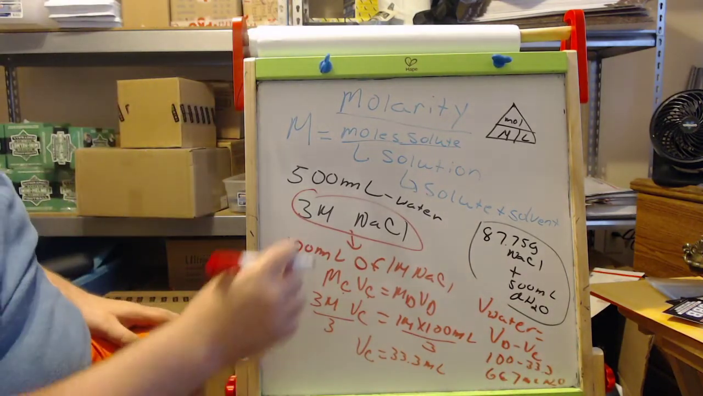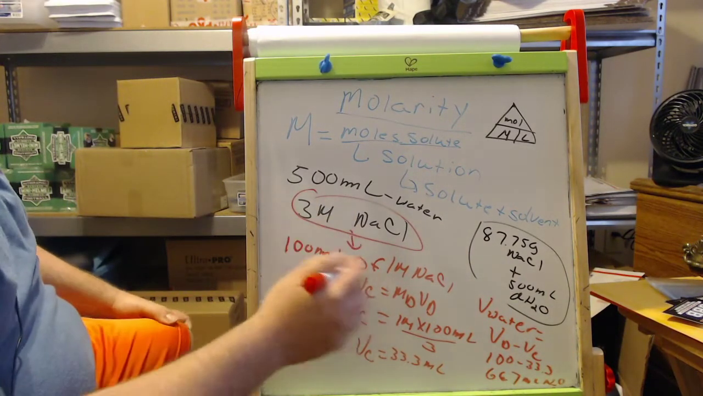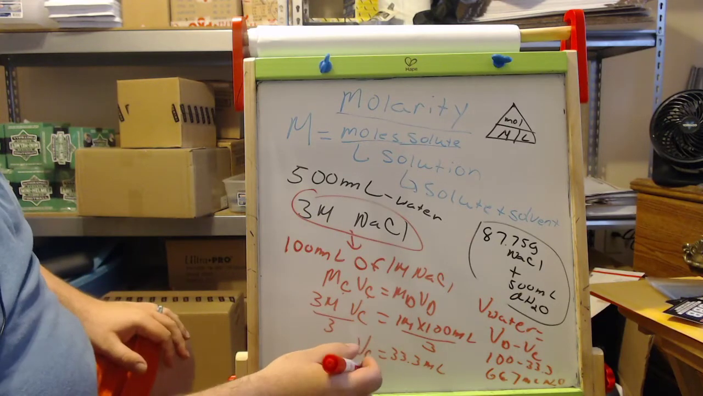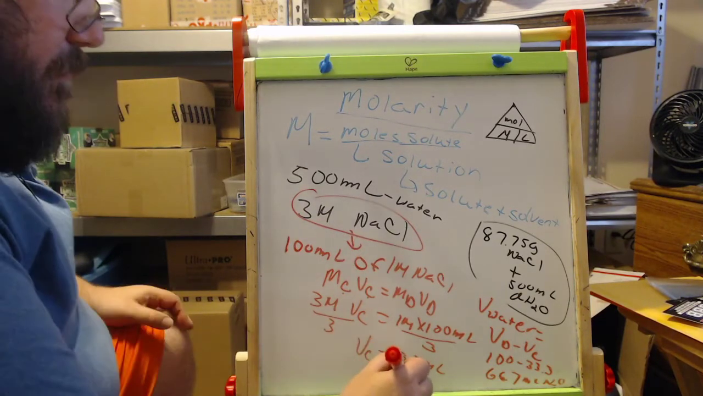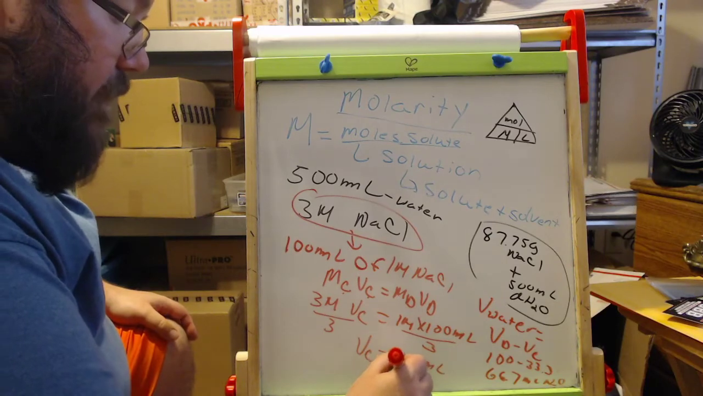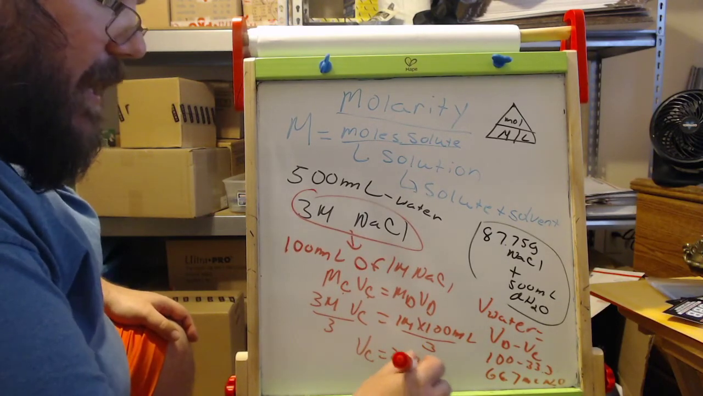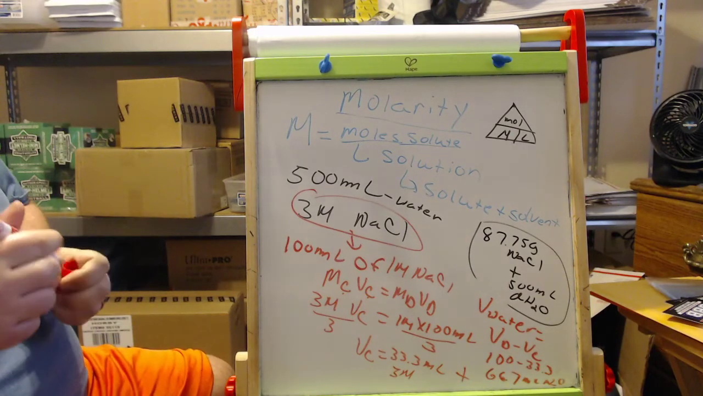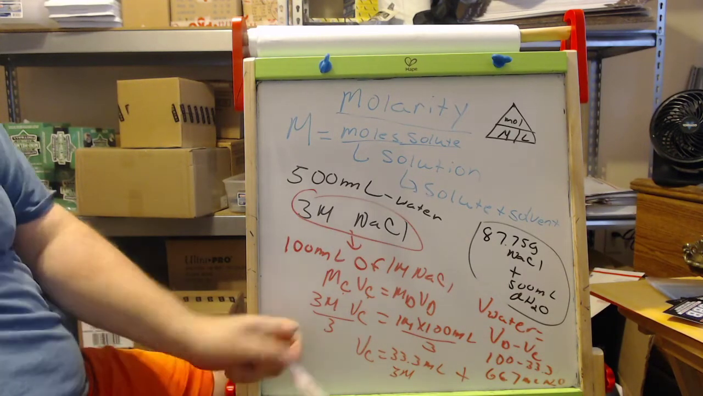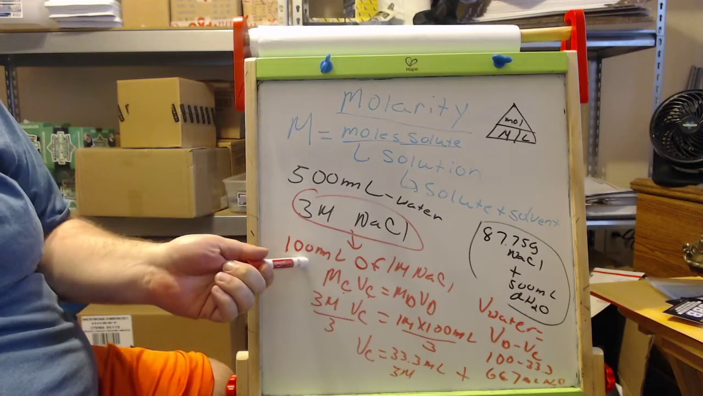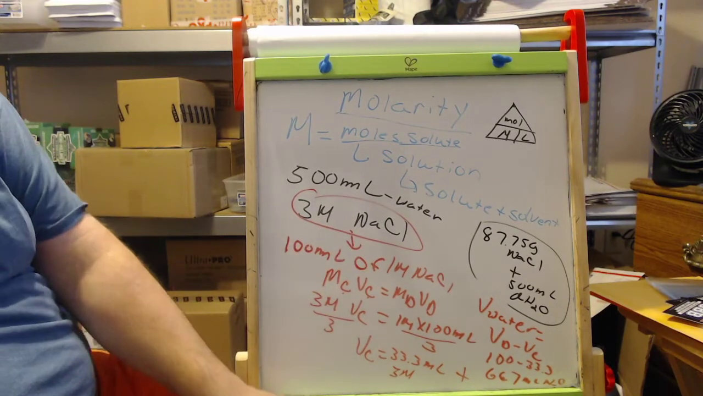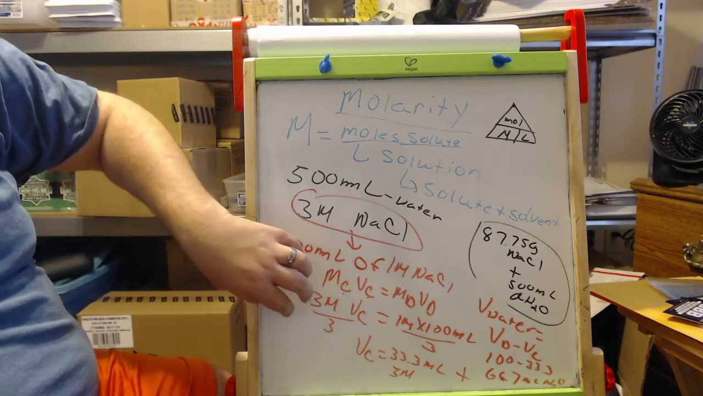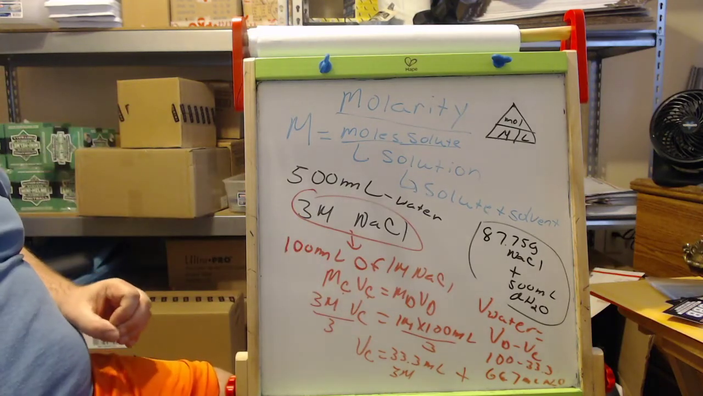Okay? So if someone said, explain how you would dilute it, you would basically tell them, I'm going to take 33.3 mils of the 3 molar and add it to 66.7 mils of water. And if I do that, I should have 100 mils of 1 molar NaCl. And this is known as our dilution formula.